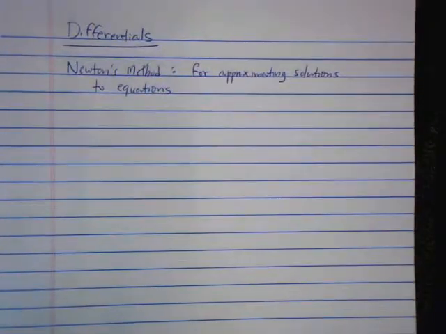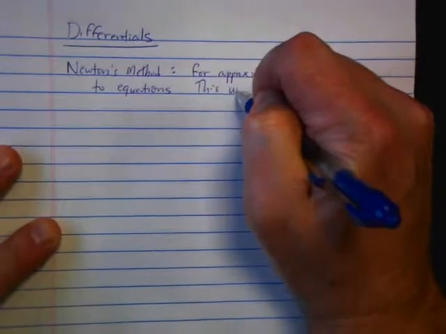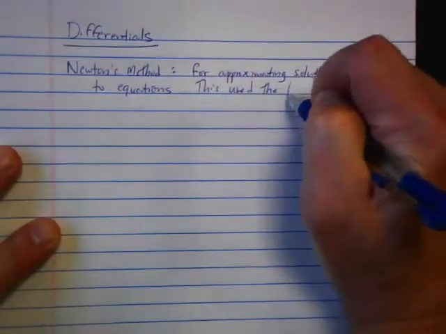And how did we do that roughly? We had a formula, and the formula involved a derivative. What we did in particular is we approximated the curve by the tangent line, and we solved the tangent line. This used the tangent line.